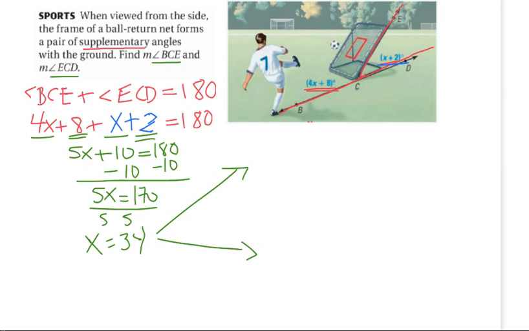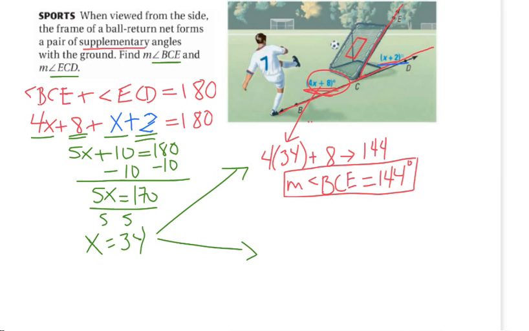All right, so now that you're ready to check your answer, this is what your answer should be for angle BCE. So we should end up with our measure of angle BCE is 144 degrees. Your answer for angle ECD should be 36 degrees, and here's the work for it.